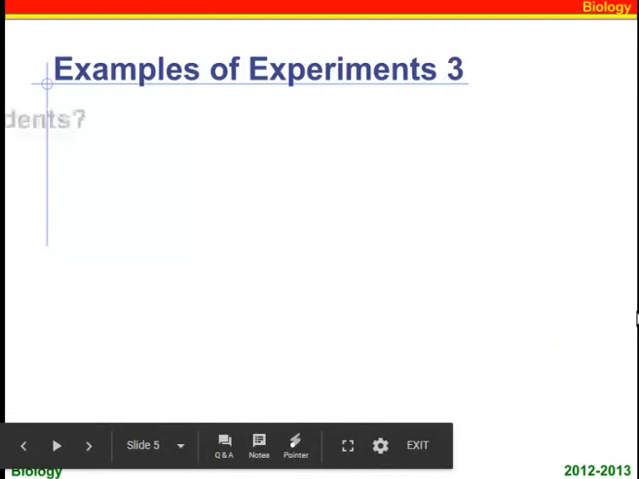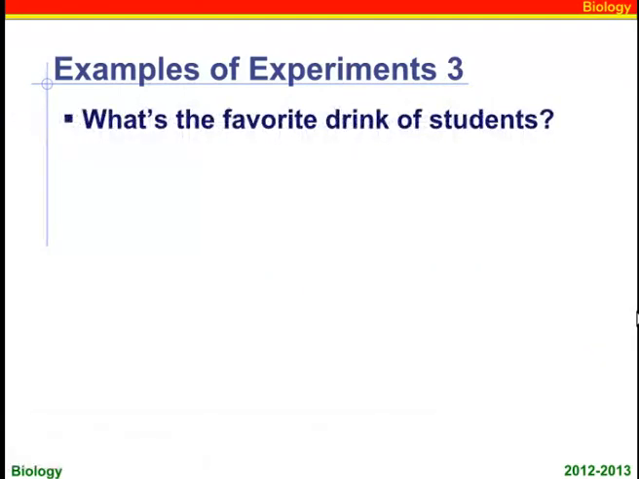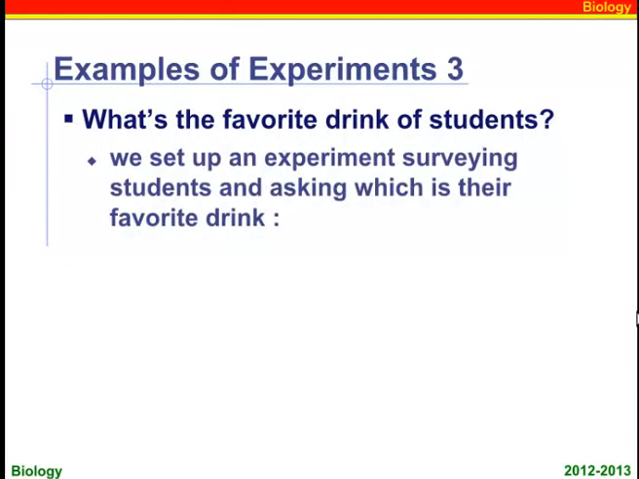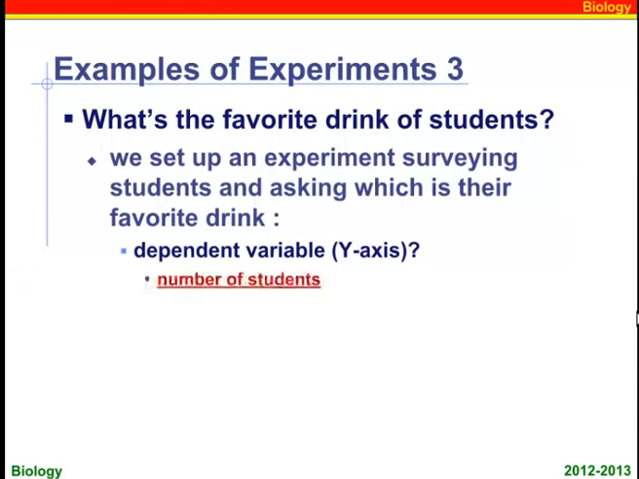Here's another example. Let's say we're trying to answer the question, what is the favorite drink of students? And so we set up a survey to ask students what their favorite drink was. All right, so think about that for just a second. What would be the dependent variable and what's the independent variable? Remember, the dependent variable is what we're trying to measure. Okay, so that's going to go on the y-axis, the up and down axis. That is going to be the number of students because we're going to measure it this way.